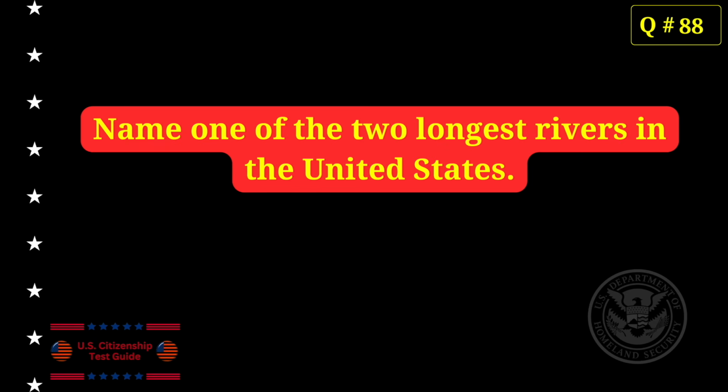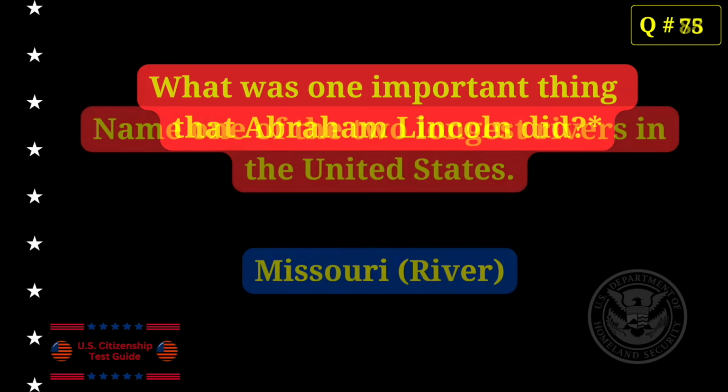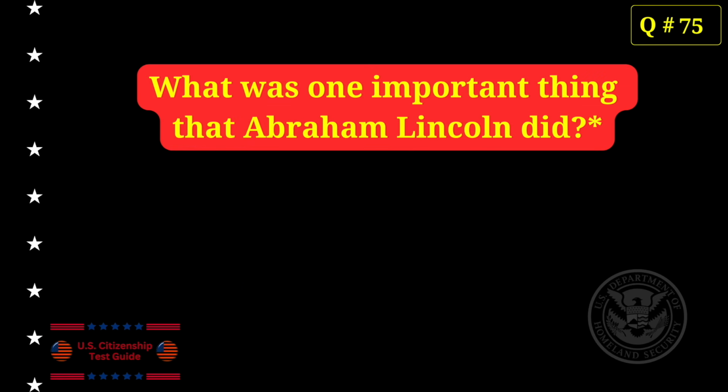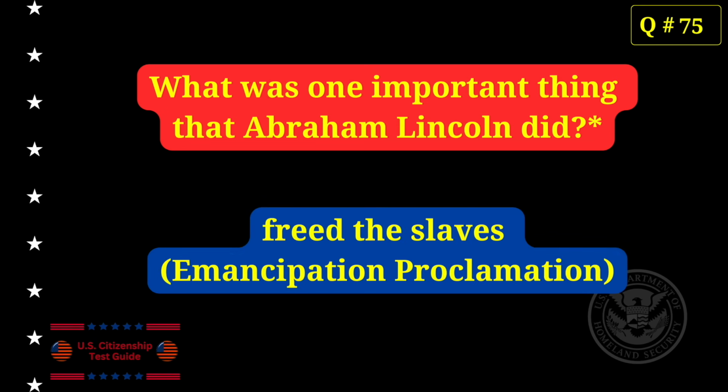Name one of the two longest rivers in the United States. Missouri River. What was one important thing that Abraham Lincoln did? Freed the slaves.